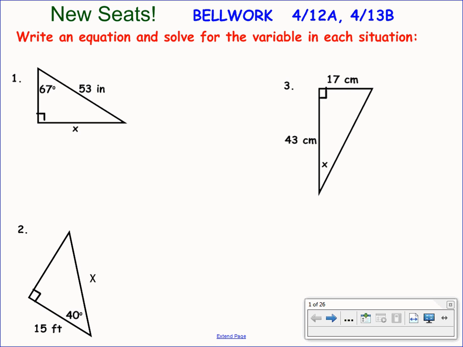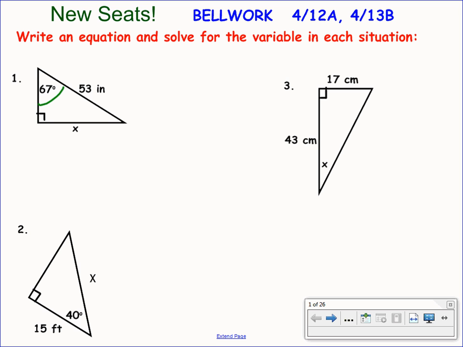Welcome, ladies and gentlemen. Let's go ahead and think about what trig function, sine, cosine, or tangent, relates my given angle, 67 degrees, my unknown side length x, and the 53 inches. What trig function did you use, sine, cosine, or tangent, for that first one, number one?